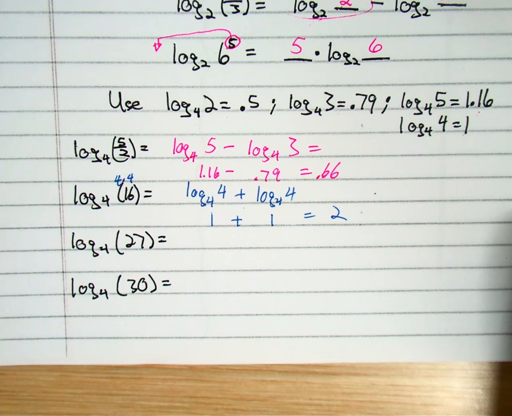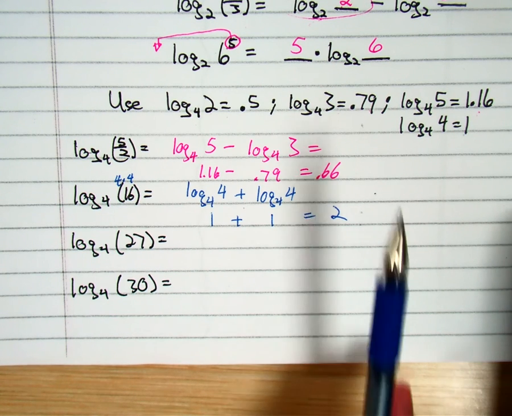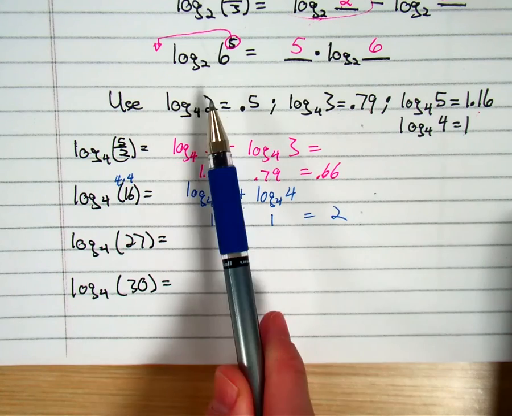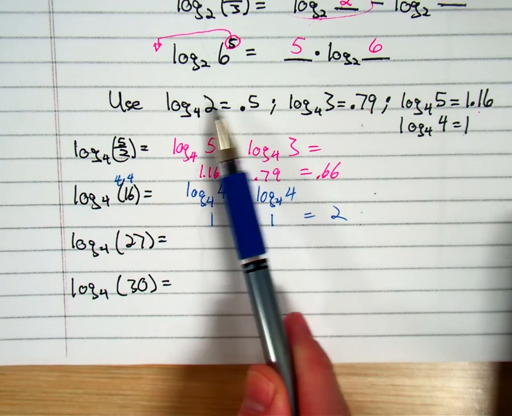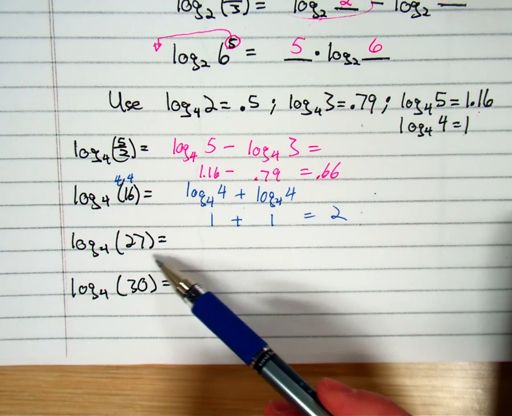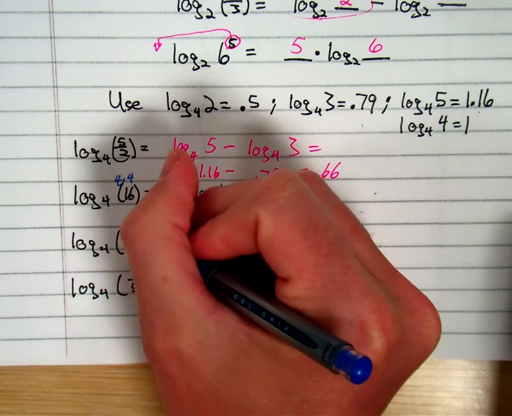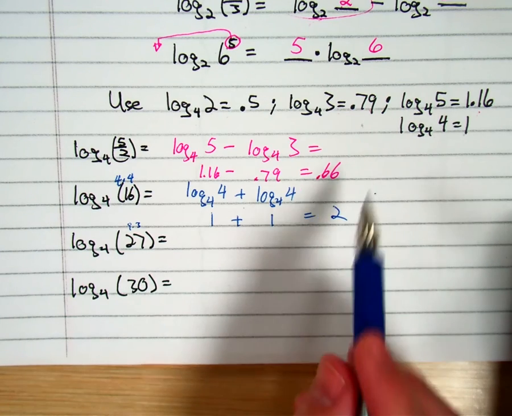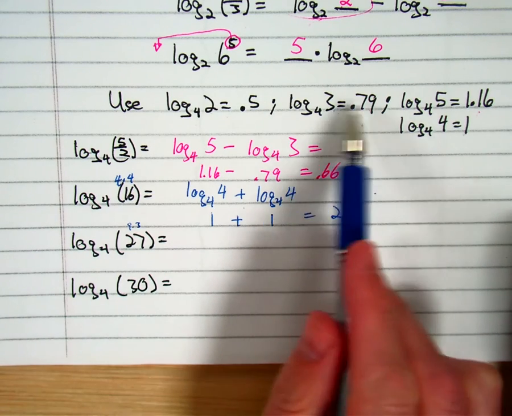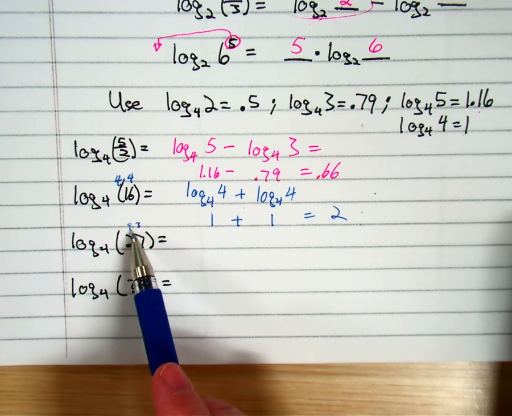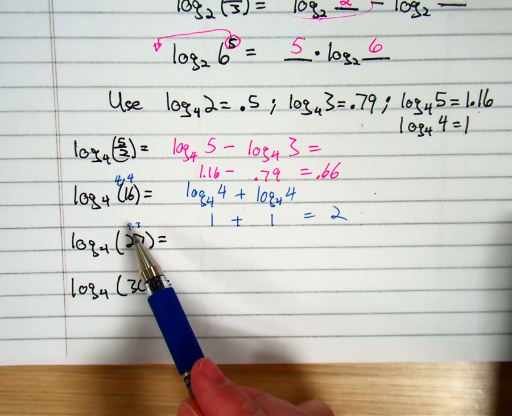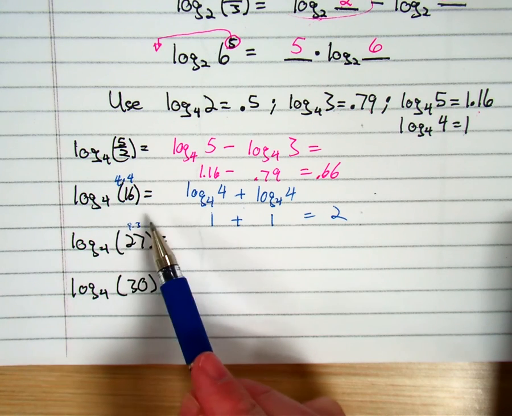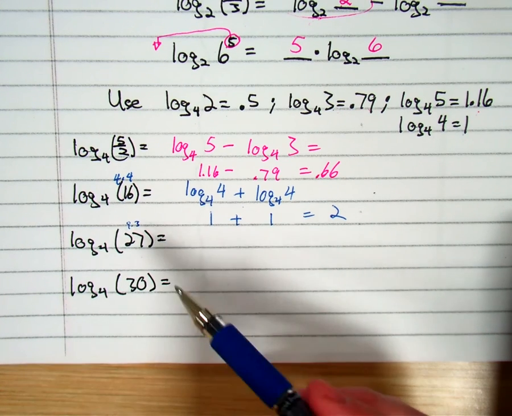Okay, log base 4 of 27. Ooh, 27, that's not on here. There's no 27. Well, 27 would split apart to 9 times 3. There's a 3, but I don't have 9. Ooh, 9 splits apart to 3 times 3. So that'd be 3, 3, 3. This is 3 cubed. So let's take a look at that.